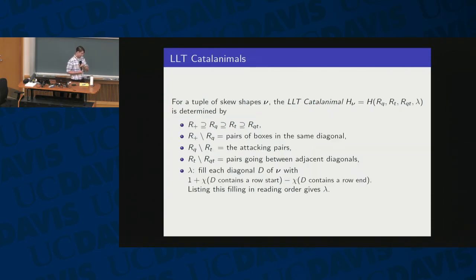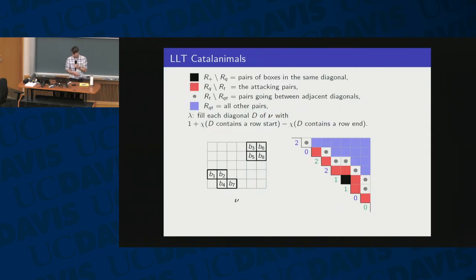And so then I'd like to talk about the LLT Catalanimal. So this is a construction that Jonah wanted to get to but didn't have time. So we want some Catalanimal that we construct from a tuple of skew shapes, since it should correspond to an LLT. And so what we're going to do is we're going to nest the 3 root ideals, RQ, RT, and RQT. And then we're going to let the differences between these nested things encode the combinatorics of the LLT. And then the weight will sort of come up based on its shape. So this is once again sort of best done by example.